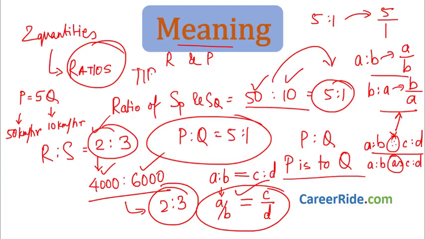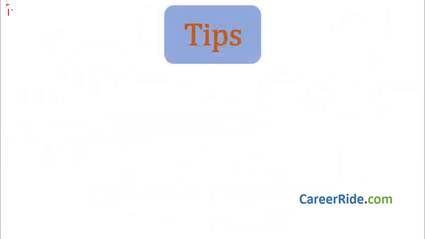So right now we'll check out the tips first. The first tip over here is pretty easy. Let us assume there are two ratios, A upon B and C upon D, and they are proportional, that is they are equal. Then simply A multiplied by D would be equal to B multiplied by C. AD, we just cross multiply, right?